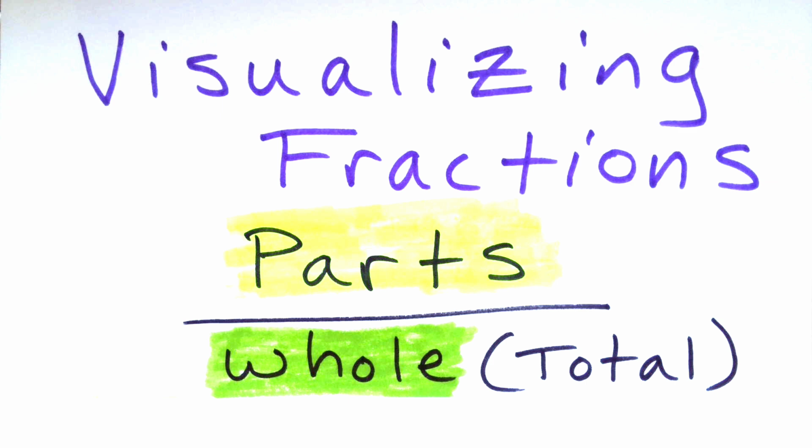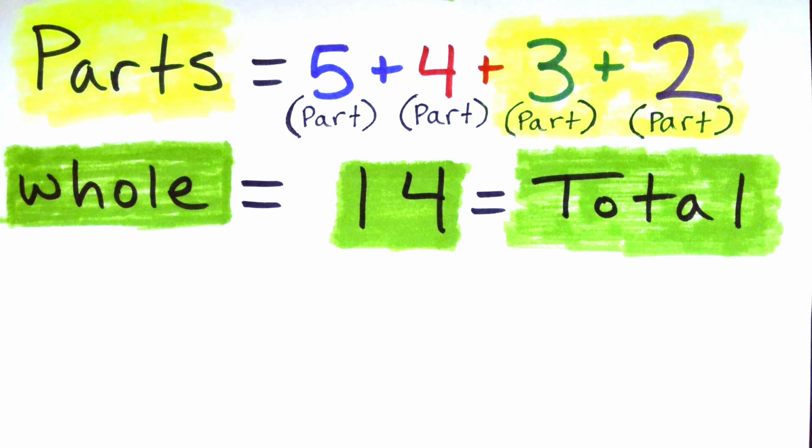Let's do a real quick review of visualizing fractions. The top part, the numerator of your fraction, is your parts, right? The denominator, the bottom part of your fraction, is the whole or the total possible value. So you can see here in review, we have parts to whole.